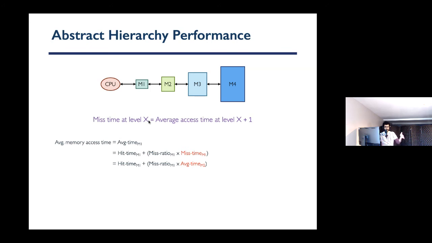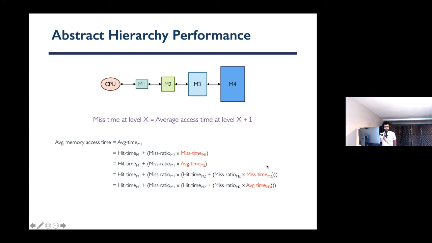Now I can expand this, because now I know what the average time of M2 is. Average time of M2 is hit time of M2 plus miss ratio of M2 times miss time of M2. Again, I have a miss time of M2. I can substitute the miss time of M2 by the average time of M3 and just keep going.